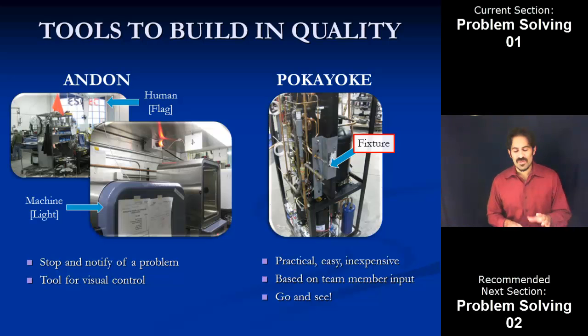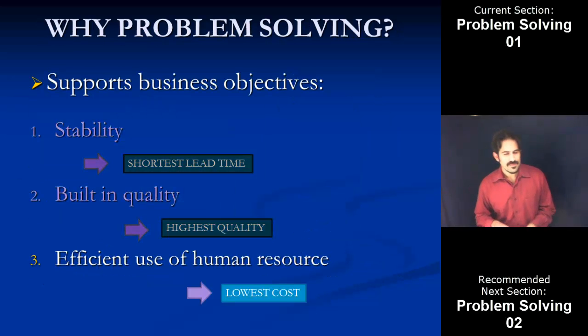And I throw the go and see in there at the end because that's where these types of ideas come from. If you're actually watching and observing, you can see real quickly, oh, if we could just do something little right there, it might make a big difference. So that's the concept of a poka-yoke. And in terms of building in quality, you end up using those a lot. So that's why I throw it in there.